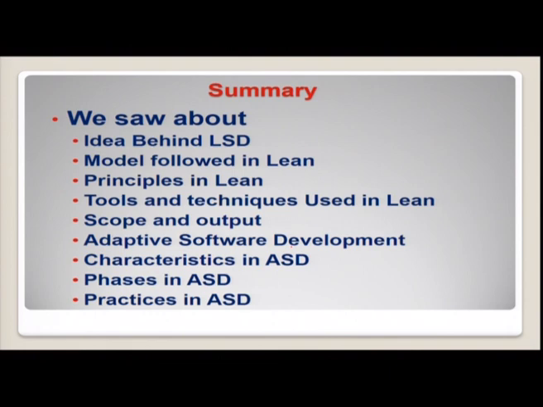I suppose you might be remembering the phases in adaptive software development. We have three different phases. One is called speculate, second one is learn, third one is collaborate. So, you cannot learn without speculating, you cannot speculate without learning, you cannot collaborate without learning, you cannot learn without collaborating, you cannot speculate without collaborating, you cannot collaborate without speculating. So, you are supposed to understand all these terms.